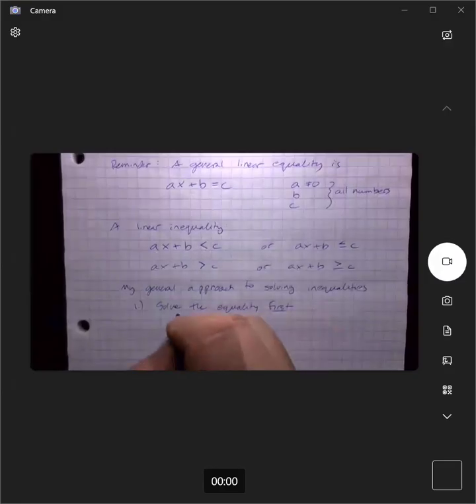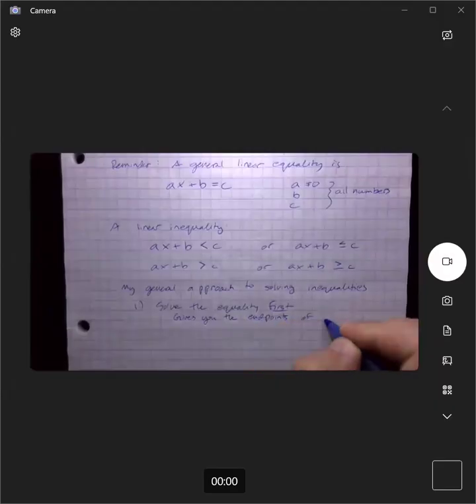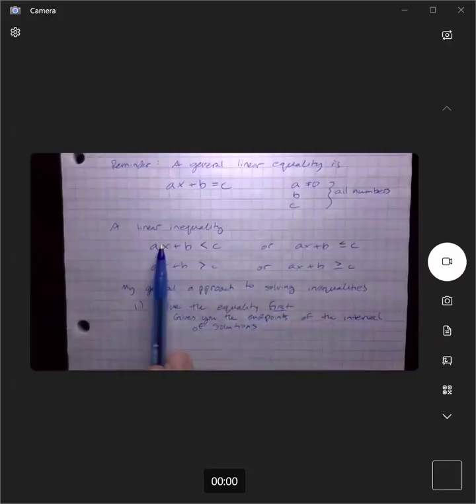What this does is this gives you the endpoints. And I'm going to walk through an example where I demonstrate what this is. This gives you the endpoints of the interval of solutions. If you remember from an earlier video, we talked about how inequalities usually have not just a single solution, they have a whole interval of solutions, where intervals have endpoints. And the endpoints are where the equality exists.